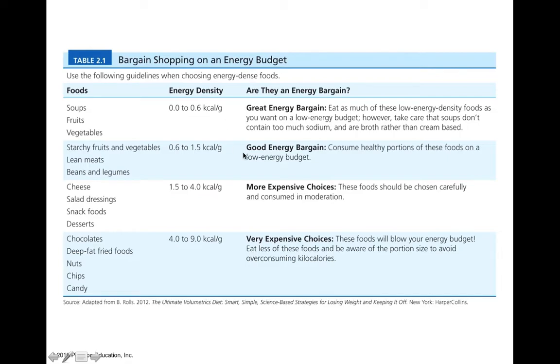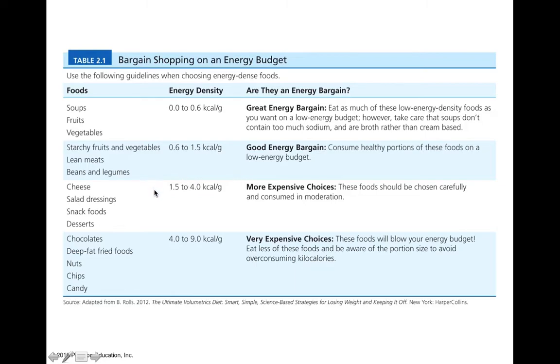If you have a good energy bargain, that means that you're getting a little bit higher energy density. This includes things like starchy fruits and vegetables, lean meats, beans. Here you're getting 0.6 to 1.5 kcals per gram. Still a good energy bargain. It's healthier portions of these foods on a low energy budget.